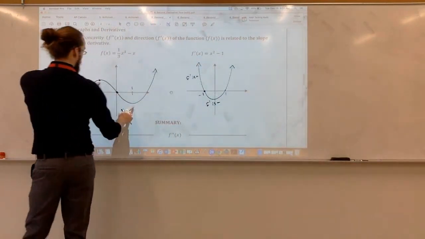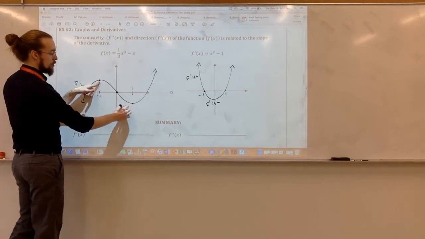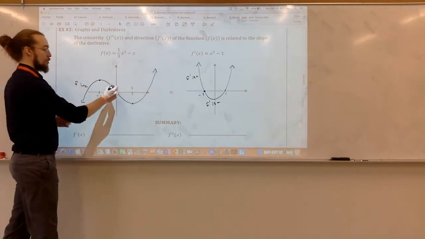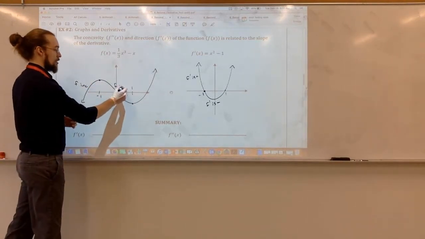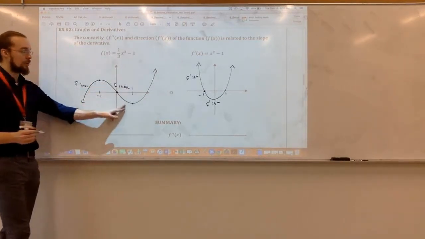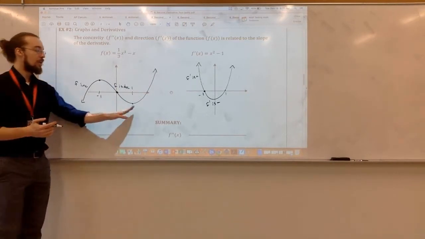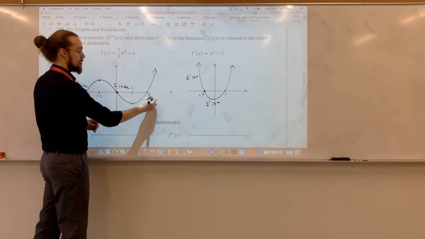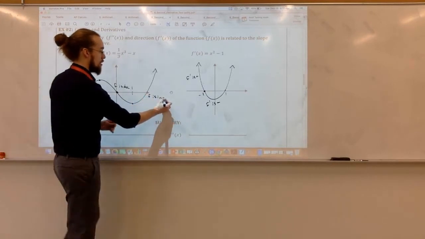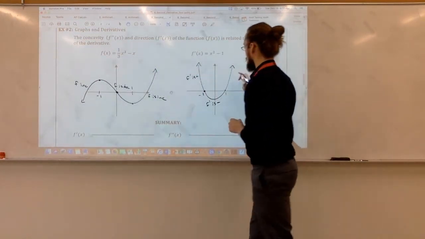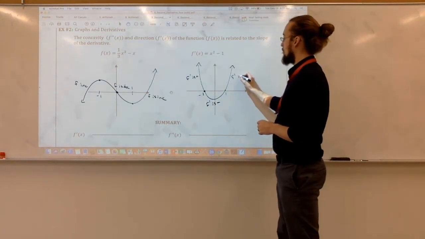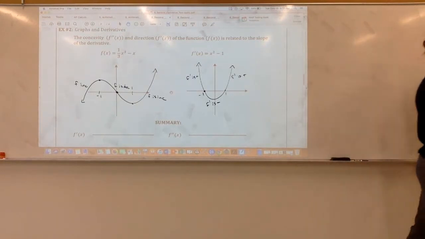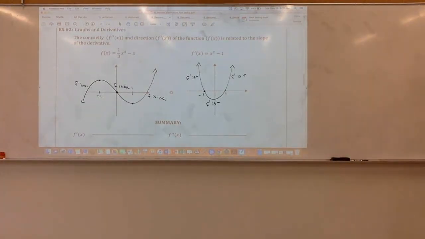So f prime is negative between negative 1 and 1, which means the slope of my original function between those two values is negative, so f is decreasing on that interval. On the third interval, from 1 to infinity, f is increasing, therefore f prime is positive. That's the idea we've already looked at.